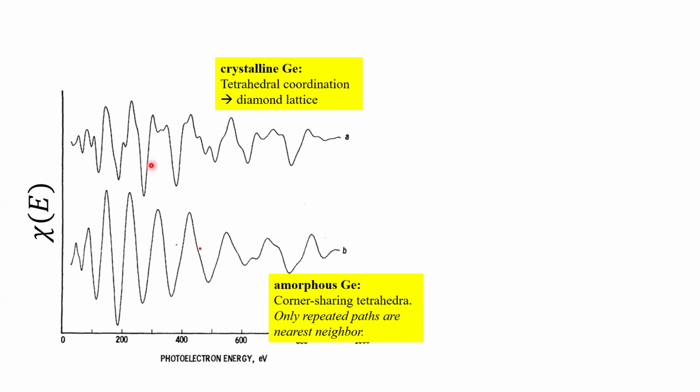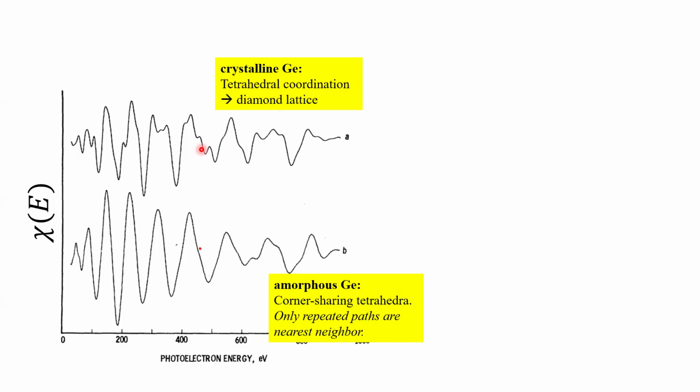Up here, however, you also get finer wiggles with a finer period in photoelectron energy, really in wave number. And that's okay because there are more, longer characteristic lengths in a crystal. Second nearest neighbor distance, third nearest neighbor distance, and so on. And longer distances means the wiggles have to get closer together. So this was the data.